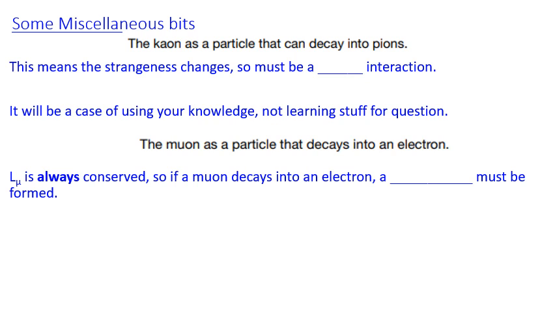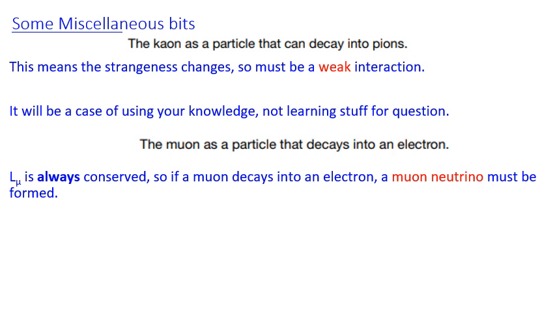Equally, it says the muon is a particle that decays into an electron. So if the muon lepton number is always conserved, when a muon decays, we can't lose the muonness of the universe. So we're going to have to create something. And again, pause the video if you're not sure. Those are the answers.